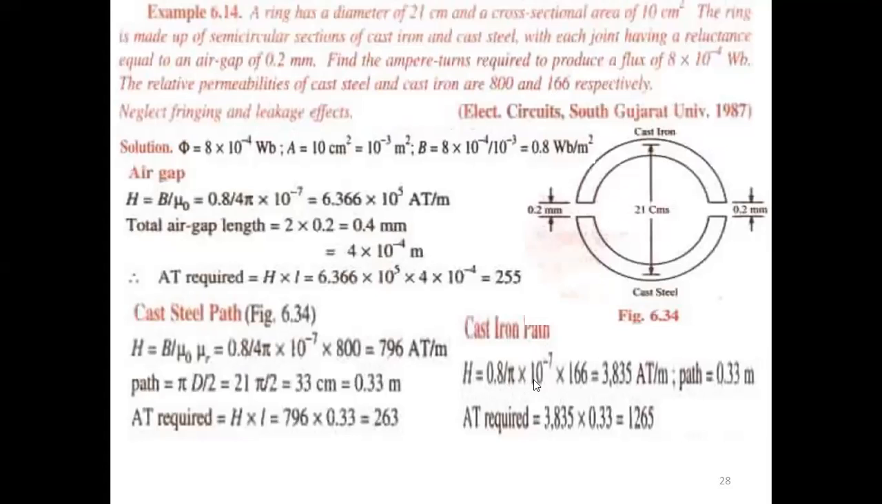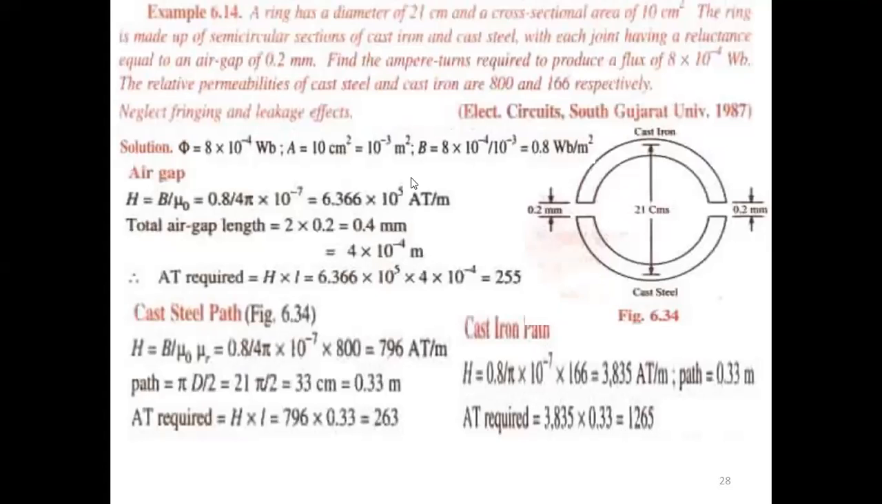So flux density into the mu naught value, 4π here, the π is missing. 4π into 10 to the power of -7 into 166 equals how much? See the answer once. Yes, sir. Correct? 3835 ampere turn per meter, and the path is 0.33 m. So multiplication of these two will give 1265 ampere turn. 1265 ampere turn is the mmf here now.